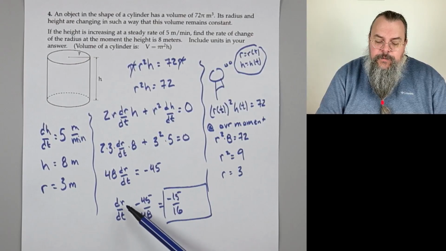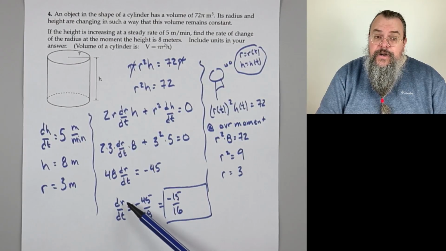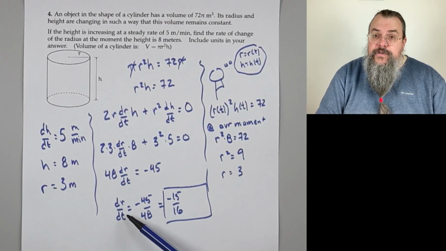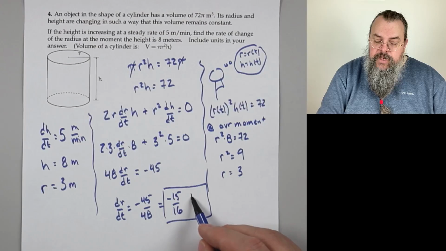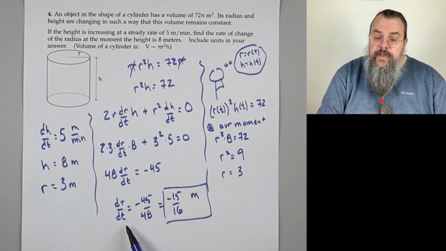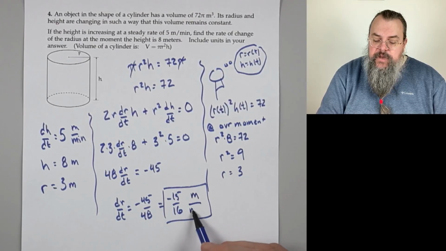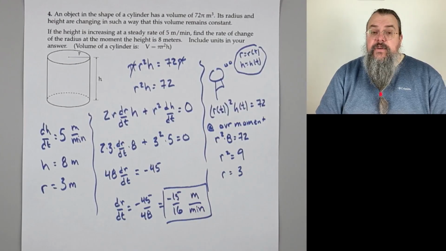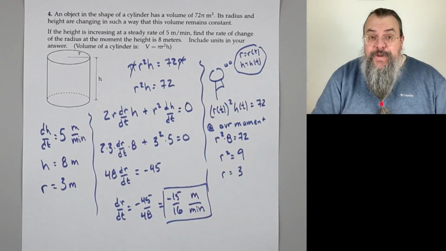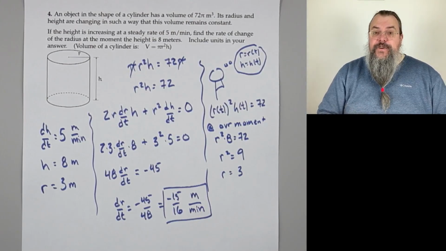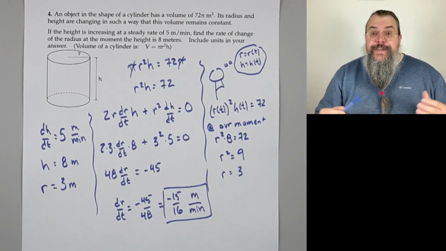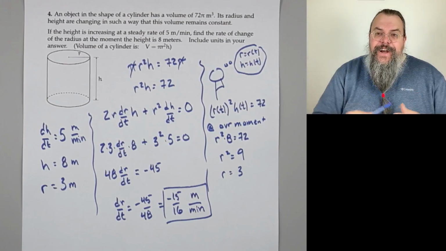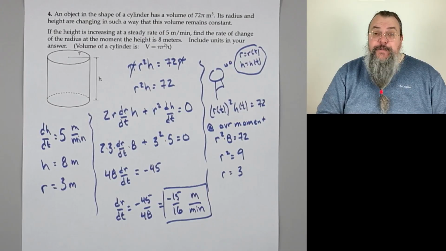Because what do we have? We should have a change in r over a change in t. So we should have units of r over units of t. What's r being measured in? The answer is meters. What's t being measured in? And the answer is minutes. So minus 15/16 meters per minute. That's our rate of change for r. And we're done. Woo, nice. Fun problems, fun problems.